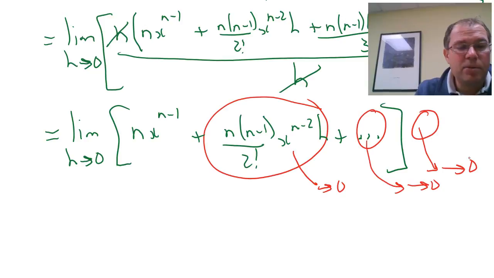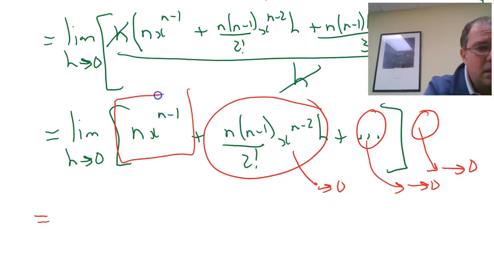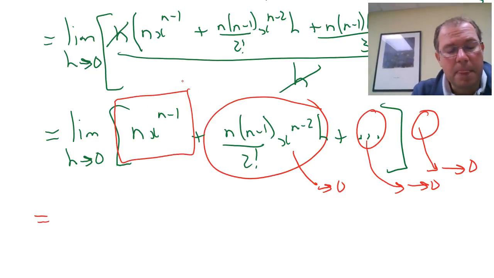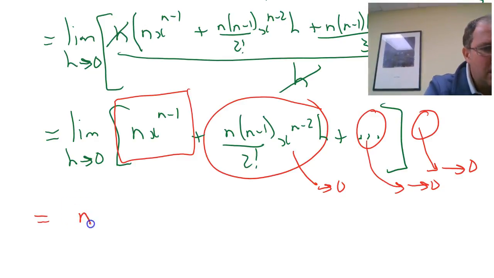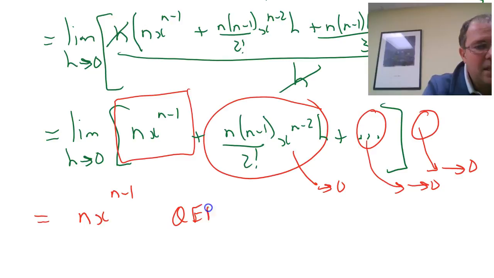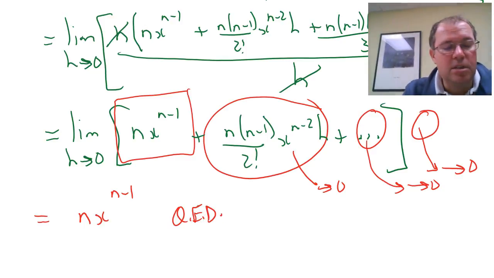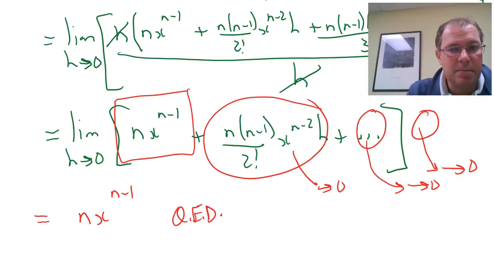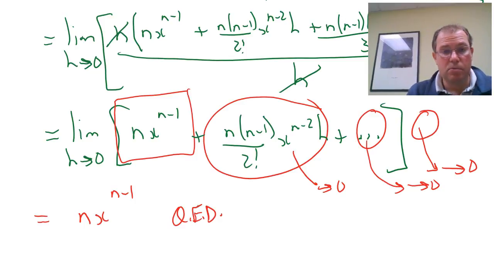All of the subsequent terms would all tend towards 0. So the only thing we're left with when we take the limit of h tends towards 0 is actually nx to the power n minus 1. And of course that doesn't depend on h. So the limit of h tends towards 0 of all of my expression is just nx to the n minus 1. And we've proved for non-negative integers that the derivative of x to the power n is nx to the n minus 1.